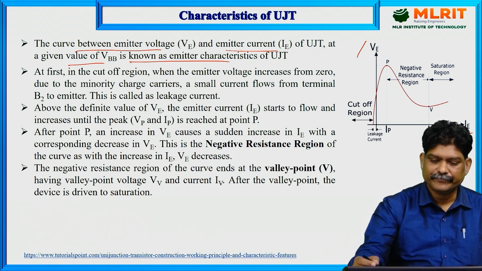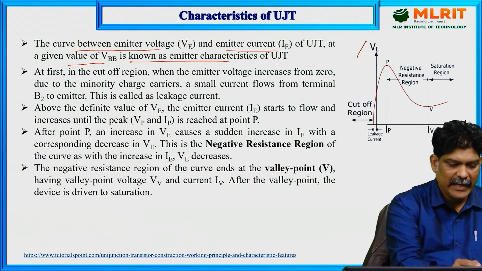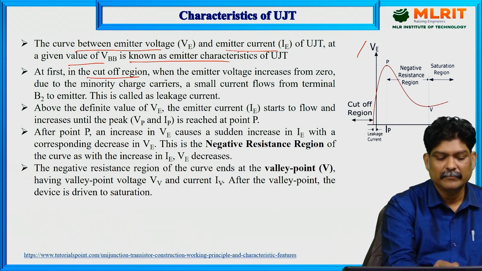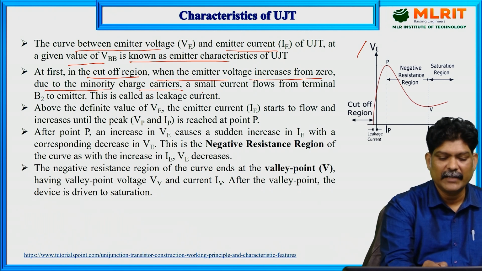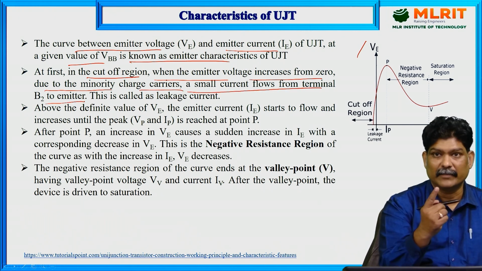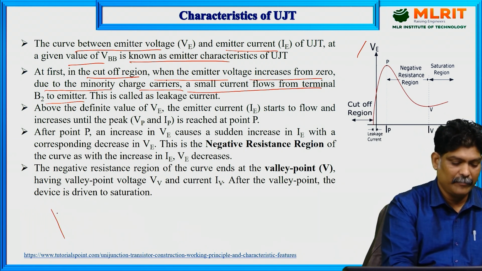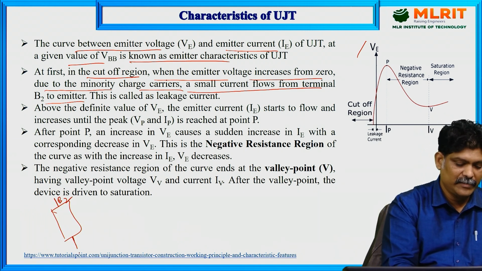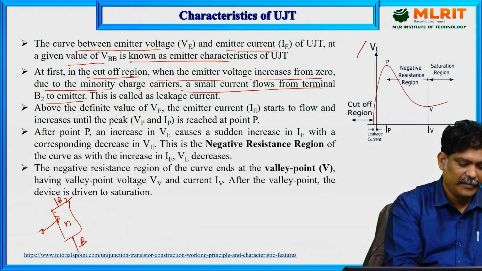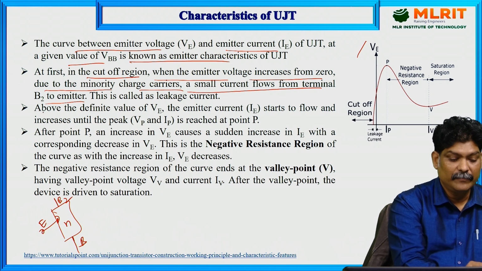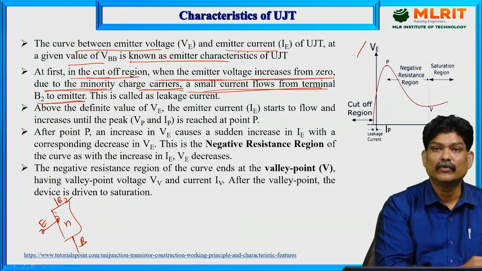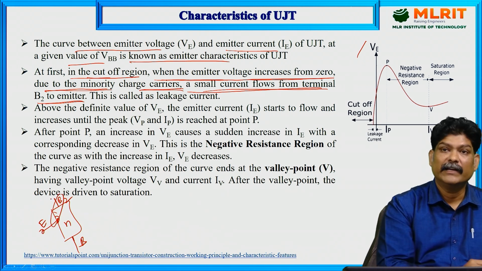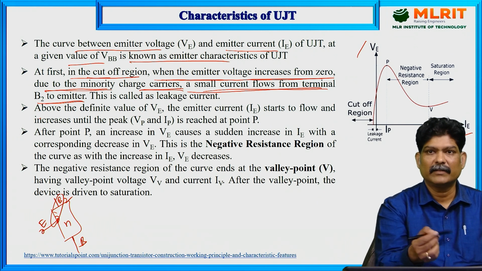Based on the voltage variations, the current also changes. At first, in the cutoff region, we are not giving any emitter voltage. When the emitter voltage increases from 0, due to minority charge carriers, a small current flows from B2 to the emitter. B2 is on top, this is B1, and this is the P-type material, the emitter. So in the cutoff region, a small current flows from B2 to the emitter due to minority charge carriers, which requires some reverse current.